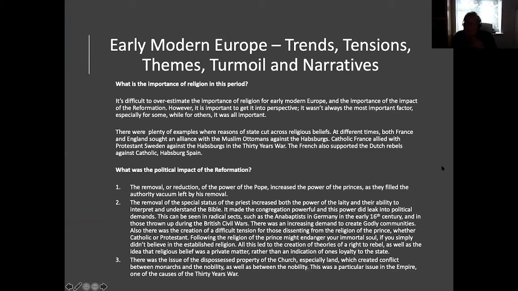Sorry, religion. I apologize, I skipped over this slide, but we're coming near to the end now. You can't really not deal with religion in early modern Europe. It's almost impossible to overestimate its importance, and the importance of the impact of the Reformation, which is the divisions in the churches. But it's important to get it into perspective. It wasn't always the most important factor, especially for some, while for others it was all important.